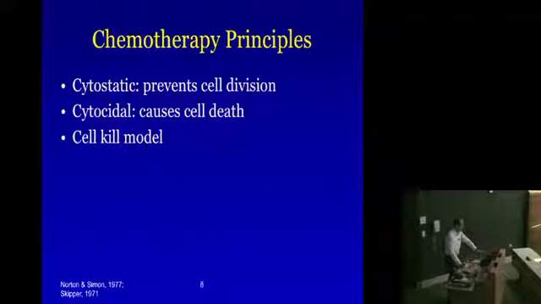And so the chemotherapy principles is essentially to prevent cell division. And so a cancer cell gets through the cell cycle, it continues to grow. And essentially, if you're going to be cytostatic, and halt the cell from growing, you want to affect the cell division. And if you're going to be cytocidal, you're going to cause the cell to die.